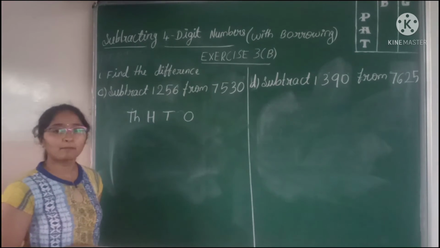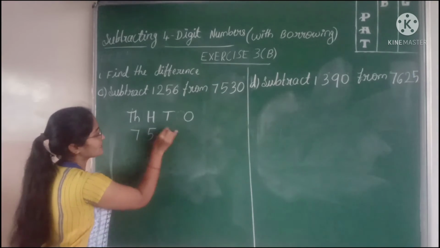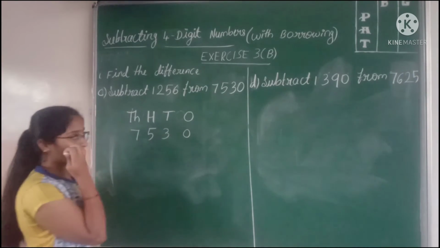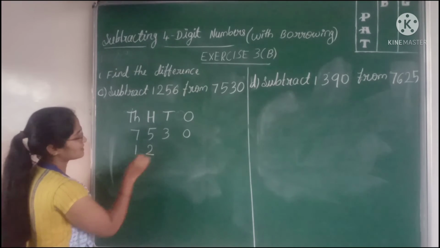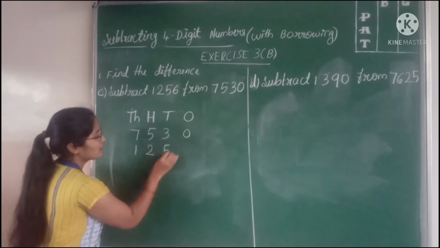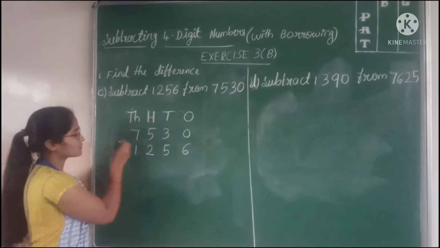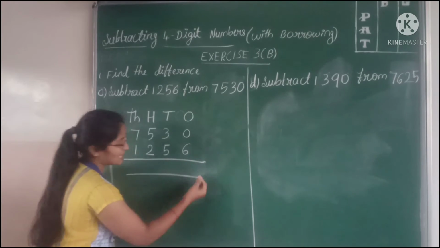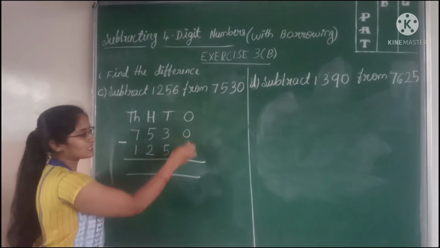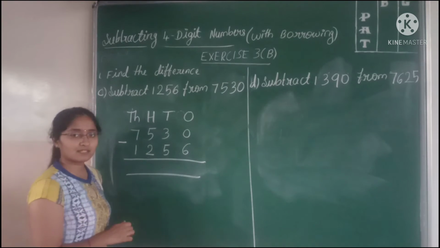Now write the bigger number first, that is 7,530. After writing the bigger number, write the smaller number below that, that is 1,256. After writing the numbers, you have to write the subtraction sign. After that, start subtracting from ones place number, that is 0 minus 6.